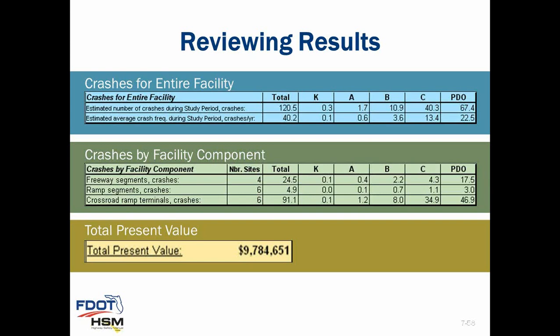The box in the middle of this slide shows the crashes by facility component. This table summarizes the estimated number of crashes for each of the facility components, which include freeway segment, ramp segment, and crossroad ramp terminals. It provides these measures for total crashes and for each severity level. The total present value of the crashes is shown in the box at the bottom of the slide. This value represents the sum of the crash costs at all sites for all years in the study period.